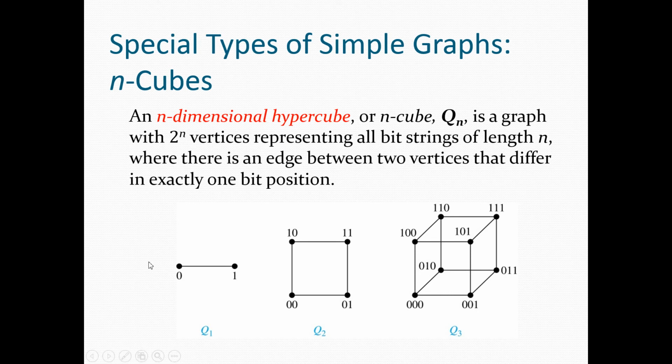So if we have Q1, we are going to join the bit strings of length 1. Bit strings of length 1 are 2, 0 and 1. So this is the graph. Now Q2 means we are going to join the bit strings of length 2. Bit strings of length 2 are 4. So this is Q2. And similarly, Q3 can be drawn like this.